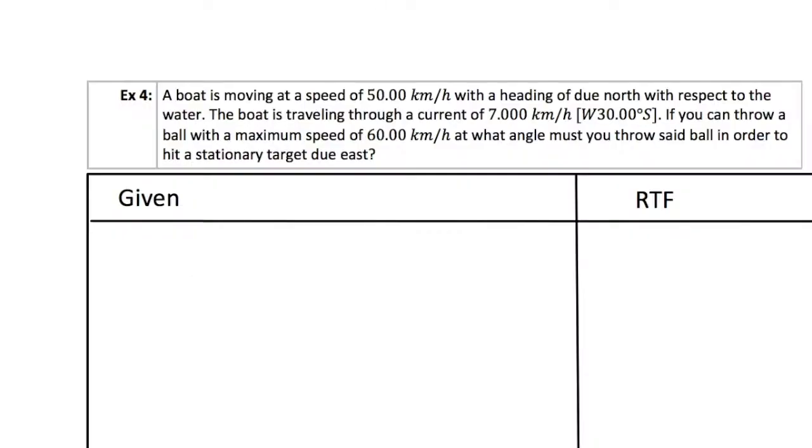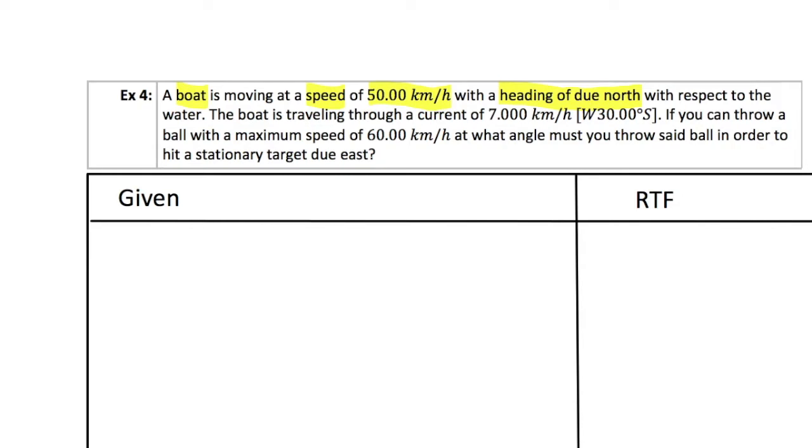Sample problem number 4 in relative motion. A boat is moving at a speed of 50 kilometers per hour with a heading of due north with respect to the water. All right, so let's start highlighting some of the key things. First of all, we're talking about a boat here, and we know that it is moving at 50 kilometers per hour. Now, here's the thing that's purposely misleading. It says speed, but it does state that we have a heading that is due north. So we actually do know both the magnitude and the direction of the boat's velocity.